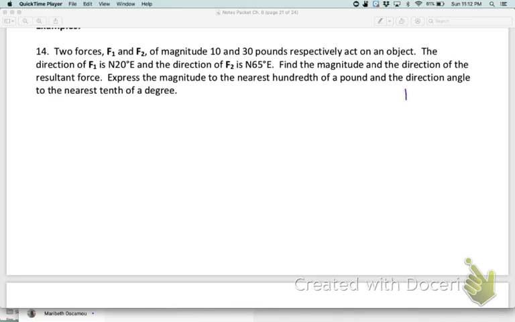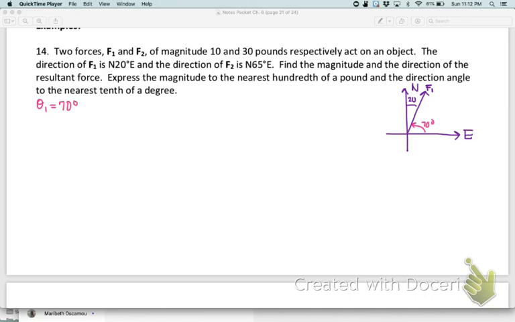Now, they're both going northeast, so I'm going to sketch that like this. Here's north, and here's east. F1 is going north 20 degrees east, so right here is 20 degrees. That would mean that the theta angle we want is right here, and that is going to be 70 degrees. So we'll go ahead and make that note: theta 1 is 70 degrees.